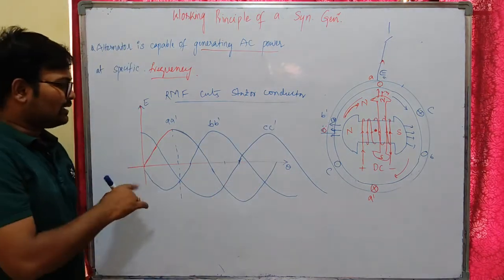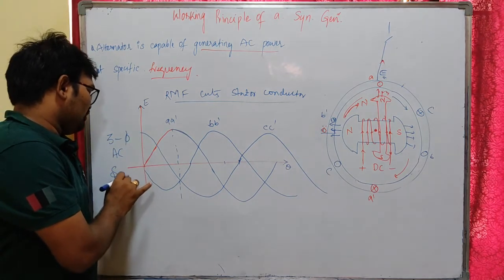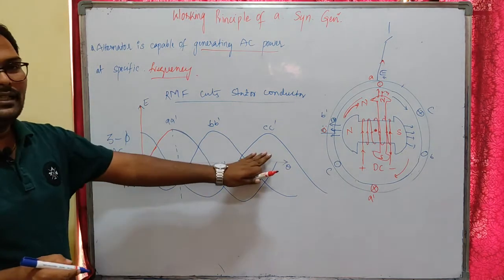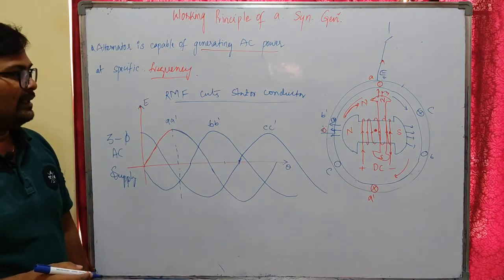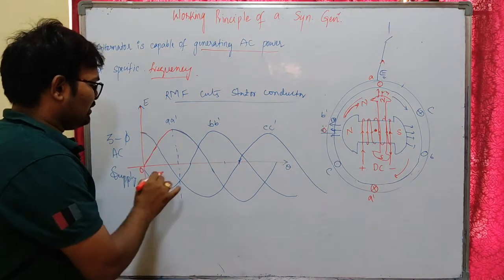Okay, you can see this is a 3-phase AC supply. Can I write like this? Okay, we are going to place 3 windings A, B, C with 120 degrees phase displacement to induce 3-phase EMFs in the stator circuit.